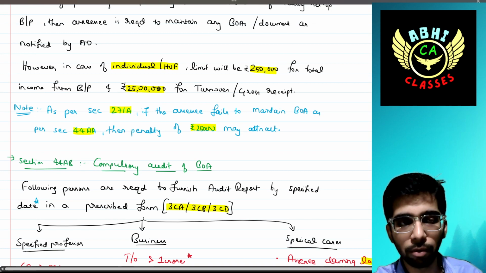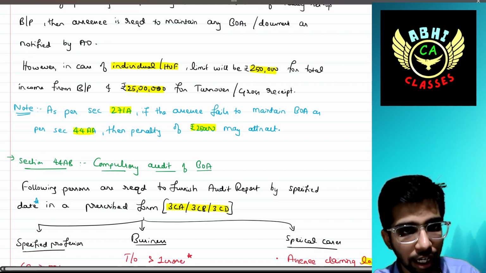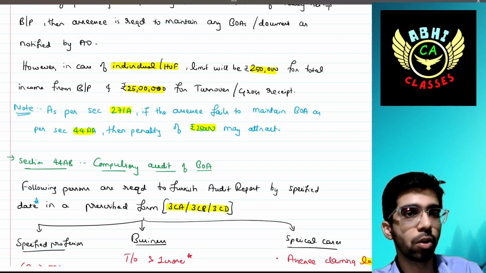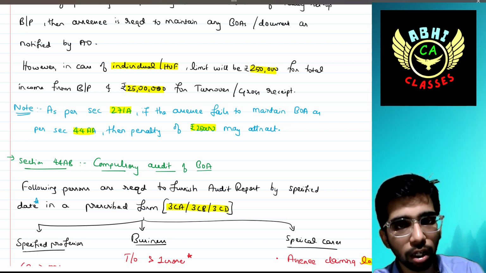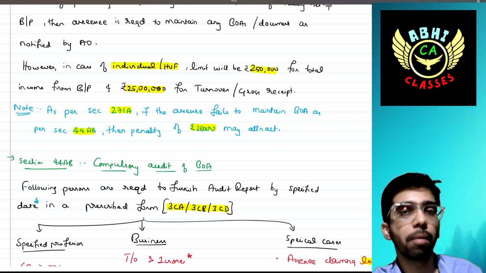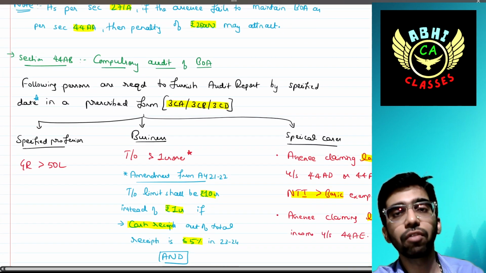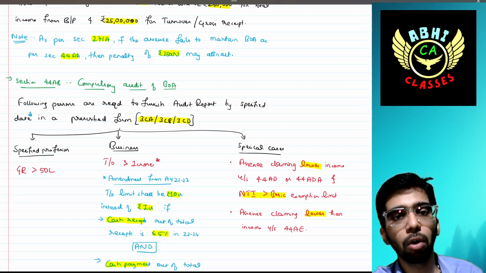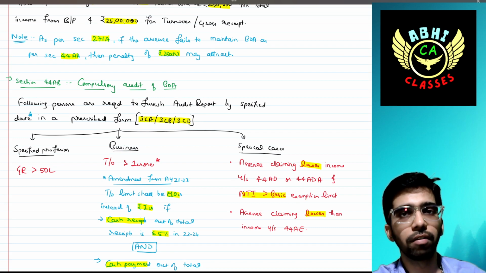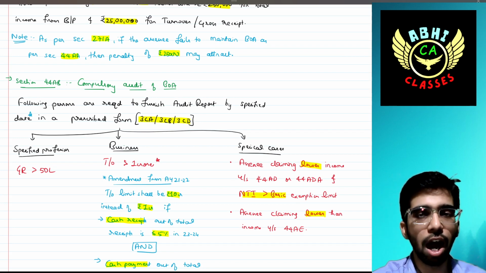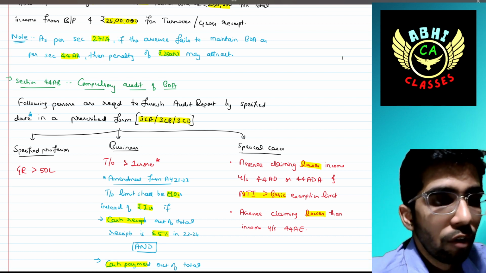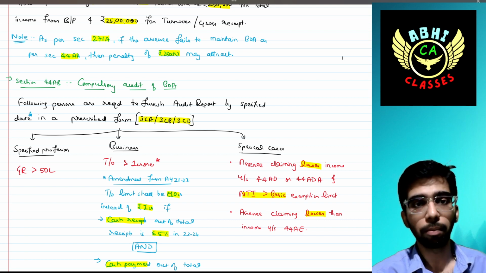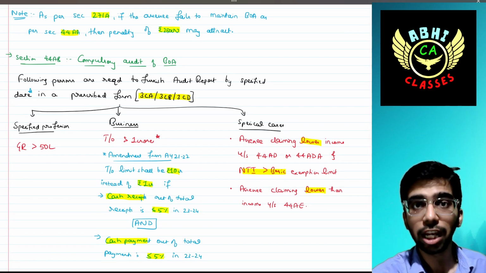Then a note. As per section 271A, if the assessee fails to maintain books of accounts as notified by the assessing officer or under section 44AA, then a penalty would be leviable of 25,000 rupees. Then section 44AB is a very practical and important aspect of this entire chapter. The following persons are required to furnish the audit report by the specified date in the prescribed form, that is 3CA, 3CB, 3CD. Okay, they are required to get audited by a chartered accountant in practice.